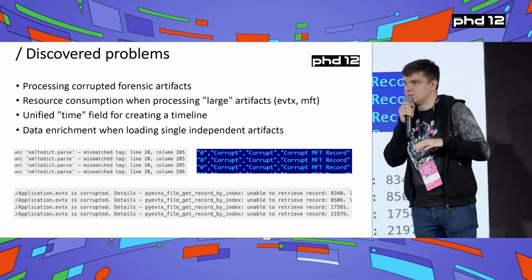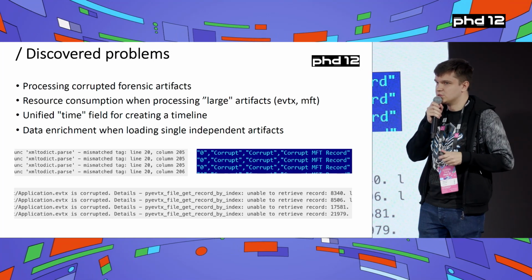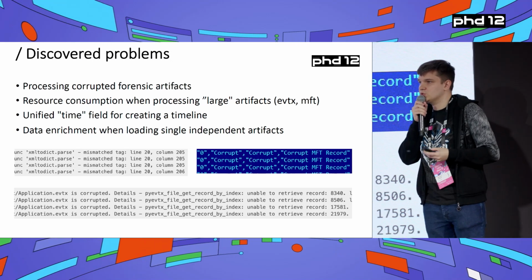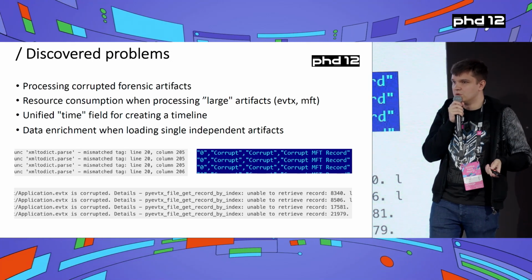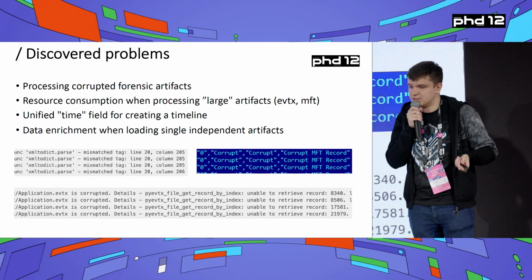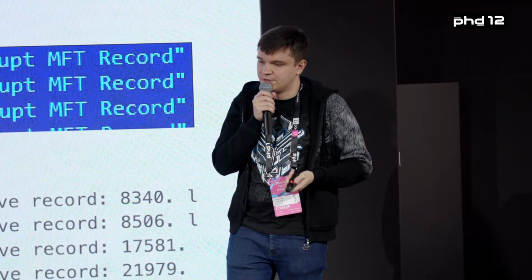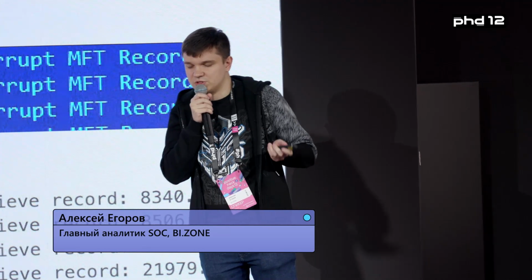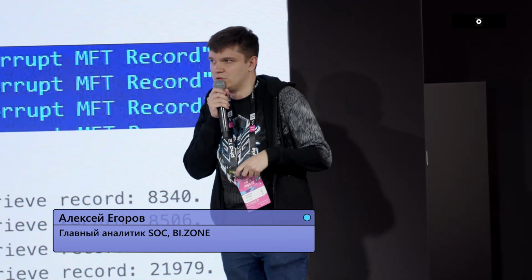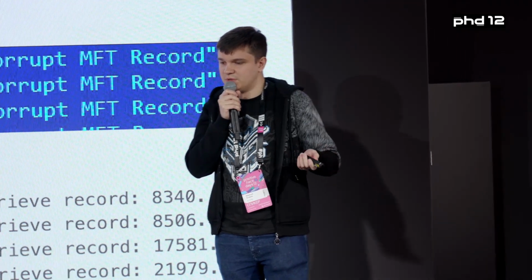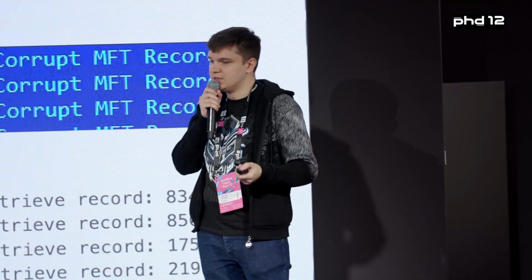There was a problem of a unified time field to store the data about the timeline. We are using different fields which would reflect the essence of this or that tag. But for some artifacts, there is a problem of making that in the same timeline. And an expected problem is when we are uploading one single artifact, a log, for instance, it's very difficult to enrich that with the data, and the context would be lost.